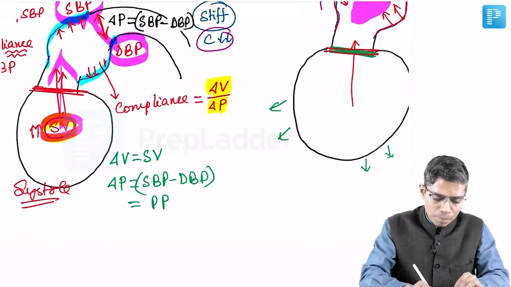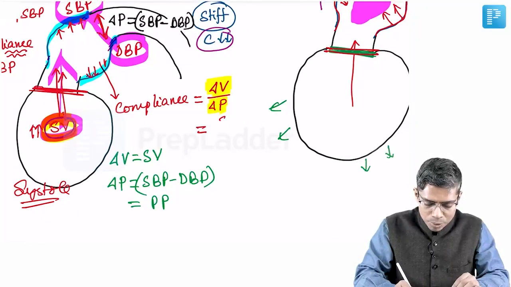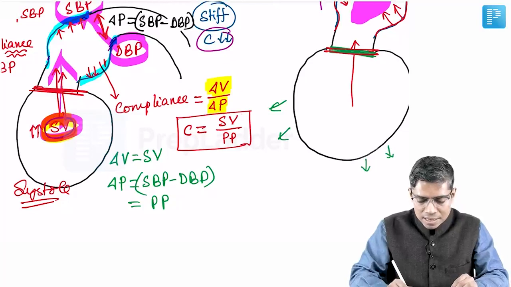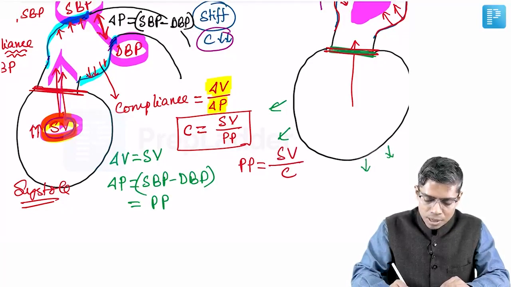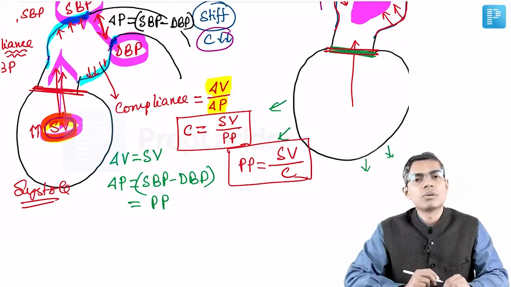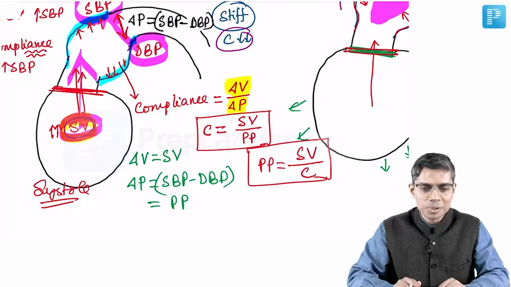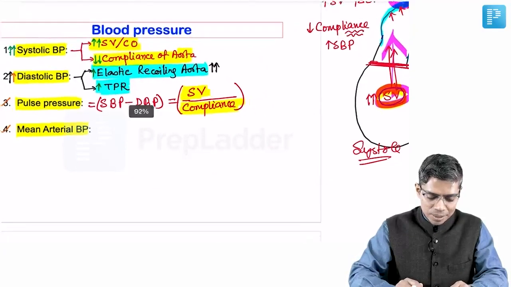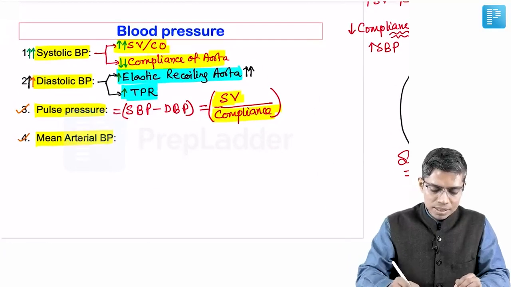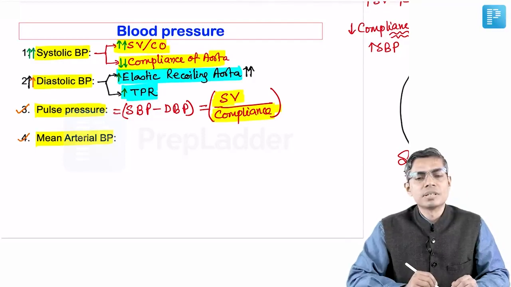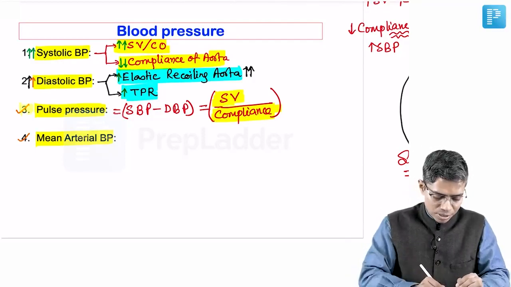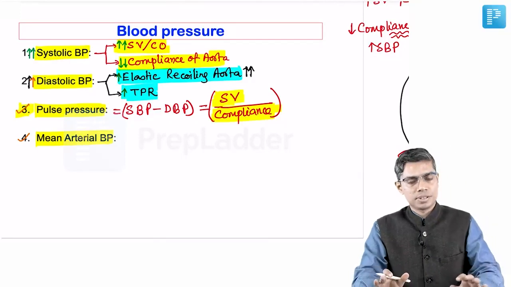That means in this compliance equation, I can easily put that stroke volume upon pulse pressure is the compliance of aorta. So I can easily say that pulse pressure is equal to stroke volume upon compliance of aorta. Getting my point? So that's why Guyton is writing, although the explanation is not given, that stroke volume upon compliance of aorta is nothing but your pulse pressure. Got it? So this is about pulse pressure, right?